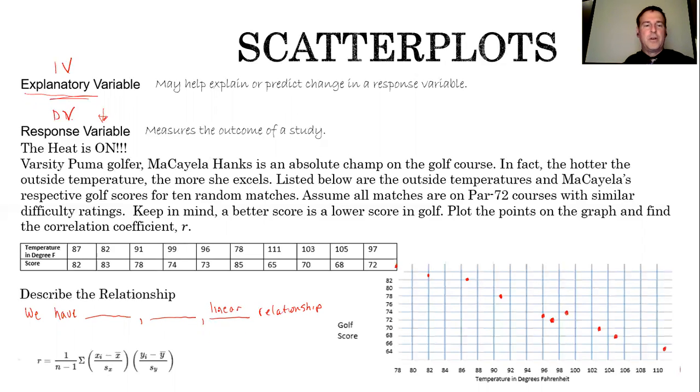What word is in the word linear? Some of you are like ear, and that's true. Ear is in there, but line is the more important word. So we do have a linear relationship. It's actually a very strong relationship because the points fit pretty tightly close to what would be this imaginary line that would pass through those. So I'm going to say we have a strong.